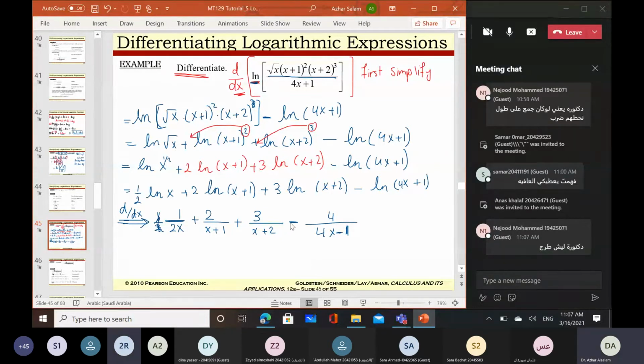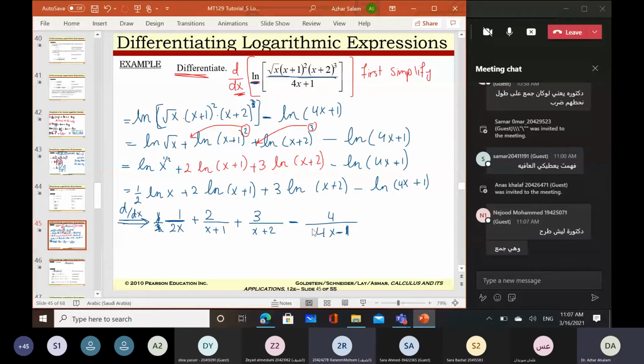But in the slide, the 4x in the denominator is plus 1, not minus. Oh, sorry, yes, it's plus. It will be the same. Okay, thank you. It's a plus 1. The derivative of 4x plus 1 is only 4. I wrote minus by mistake.